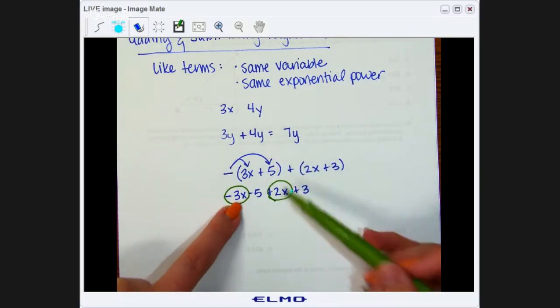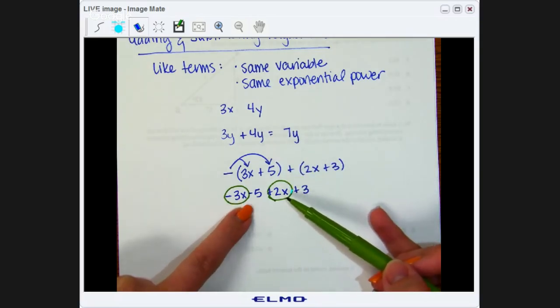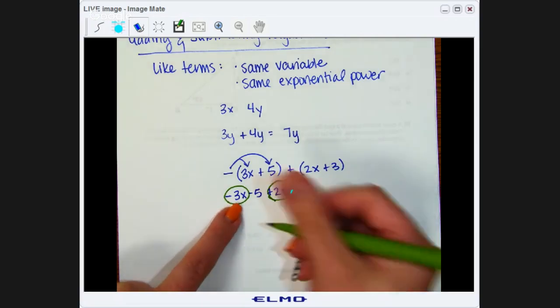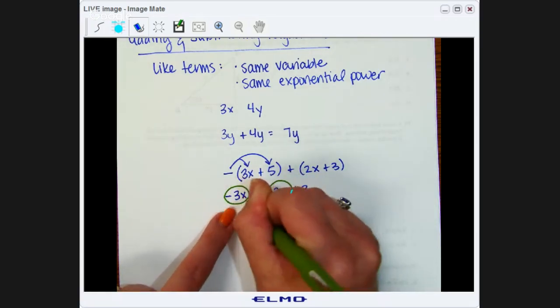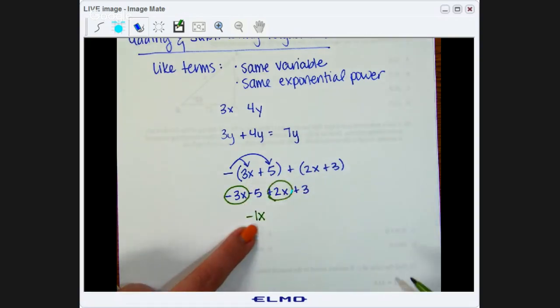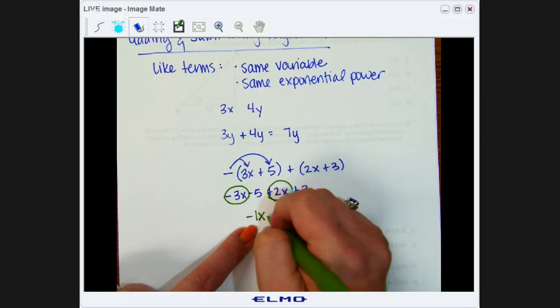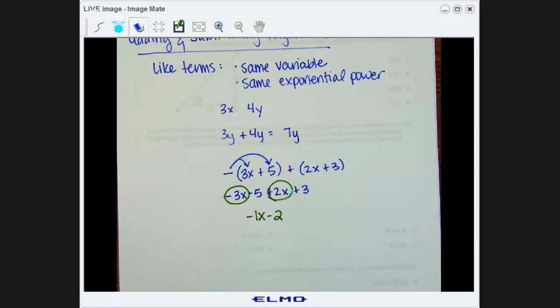Again, just like up here, I add my coefficients together, but I leave the variable alone. So -3 plus 2 would give me a -1. And again, you don't need that -1 there. And then you would combine your constants here, and you would get a -2.